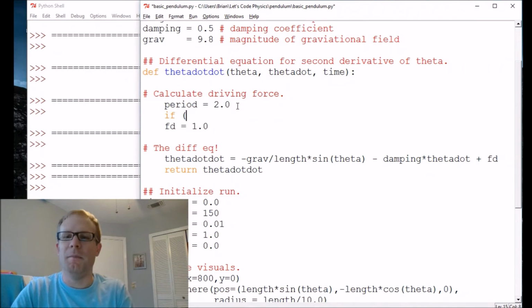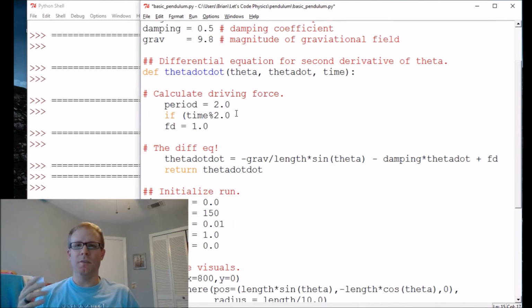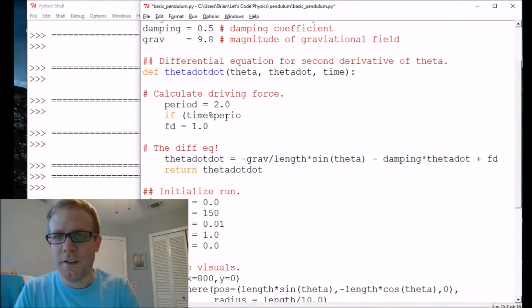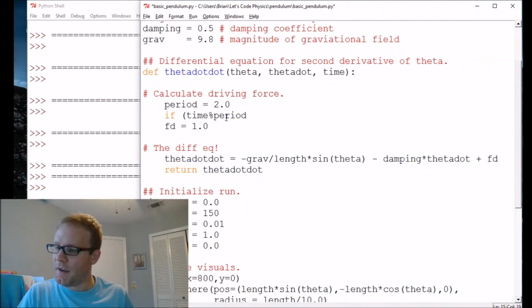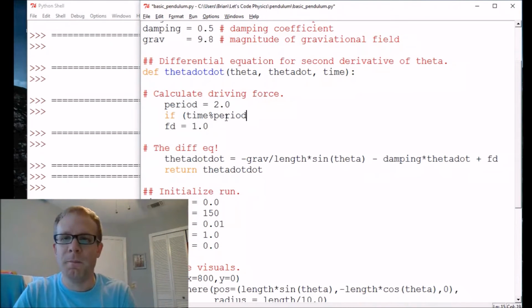Okay, not mod. So if time percent 2.0, right? What modulus does is it takes the one thing, divides it by this one, and gives you the remainder. So actually it should be period, right? It's the same thing as when you're in 3rd grade and you first learned division and they had a remainder pop out instead of having you calculate a decimal. Maybe you all used calculators in 3rd grade. I don't know, but that's what we had to do.